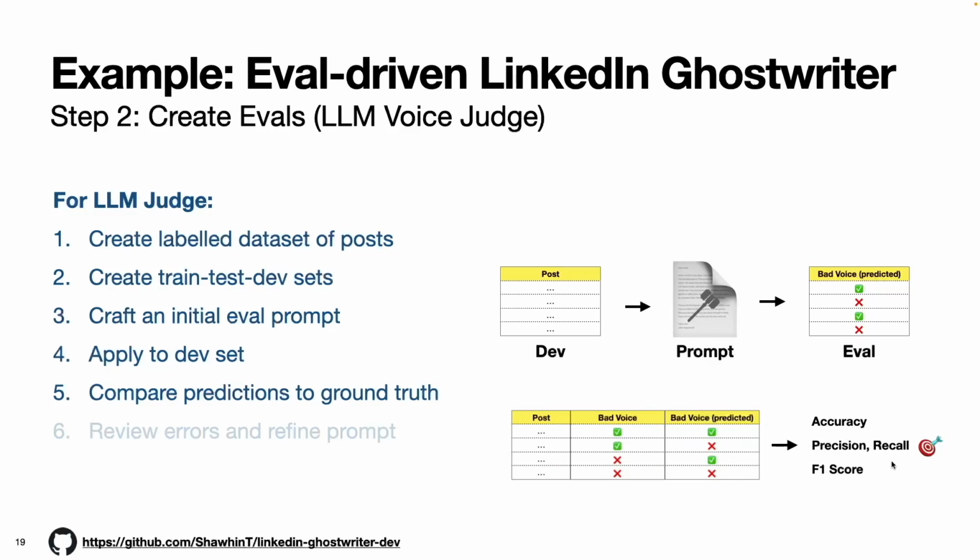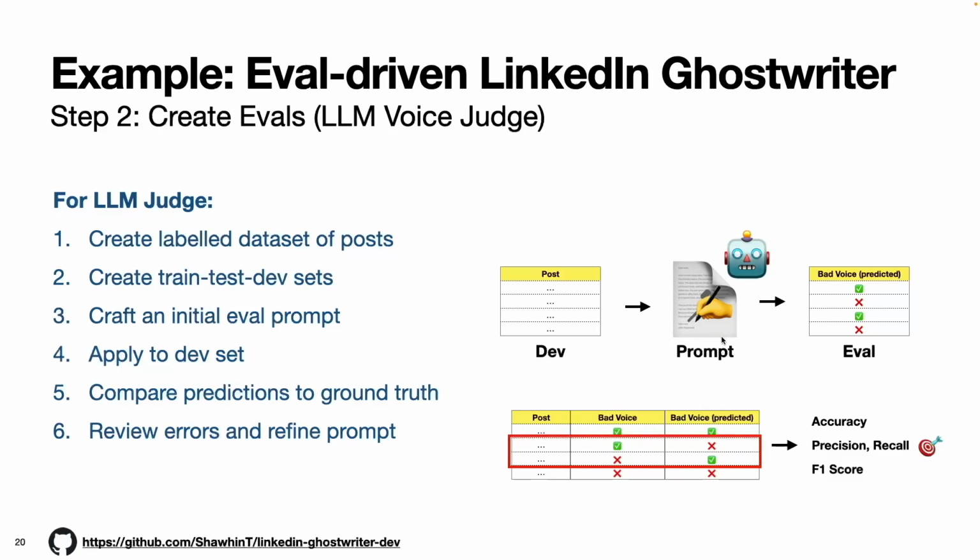To do this, we can calculate various metrics like accuracy, precision and recall, F1 score. We can look at confusion matrices and things like that. So I'll show how I did this on the next slide. And then finally, we can review the errors and refine the prompt. We can look at the posts where the judge's prediction didn't match the ground truth. And then we can update the LLM judge prompt based on these errors.